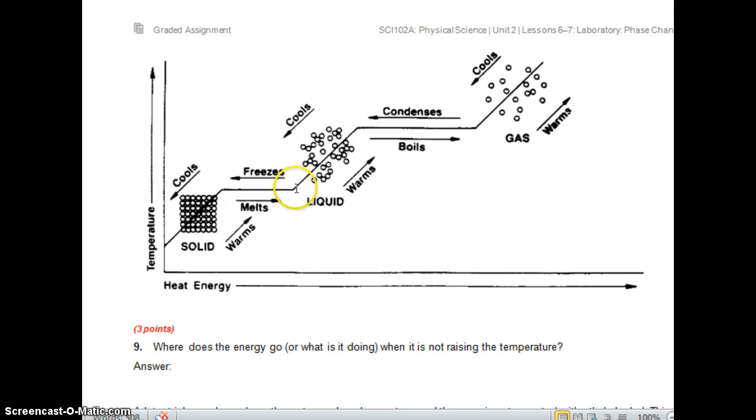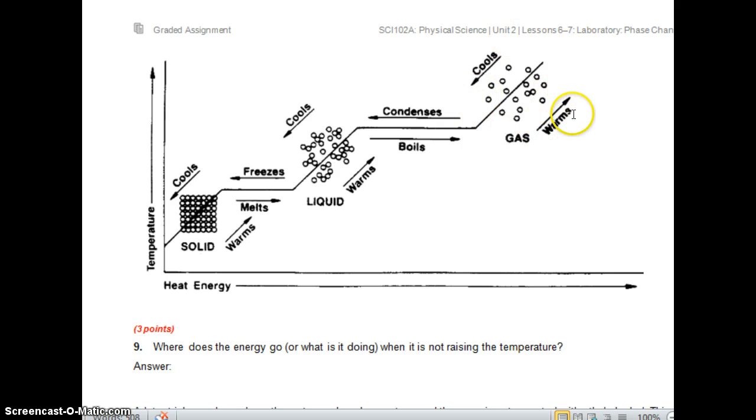All right, so now we have energy is increasing because we're going left to right. The temperature is increasing because we're going up until we hit this point. Now we're boiling or condensing. Does the energy change? Yes, because we're moving left to right. Does the temperature change? No, because we're not moving up or down. So again, during a phase change, the temperature stays the same, but the heat energy changes. Why? Because the molecules are ripping apart from each other.